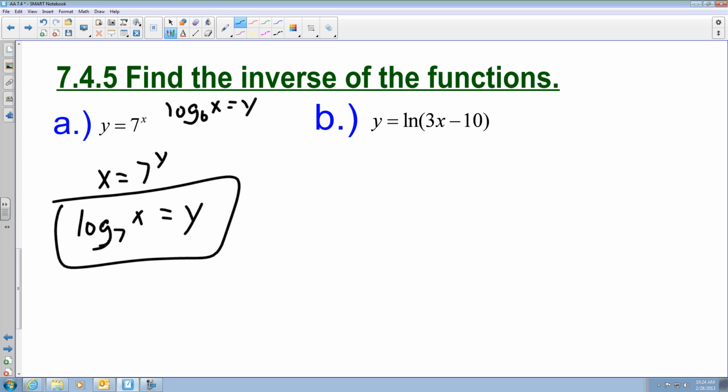If I see something that's y equals the natural log of 3x minus 10, what I want to do first is, again, flip it. Let's go x equals natural log of 3y minus 10.